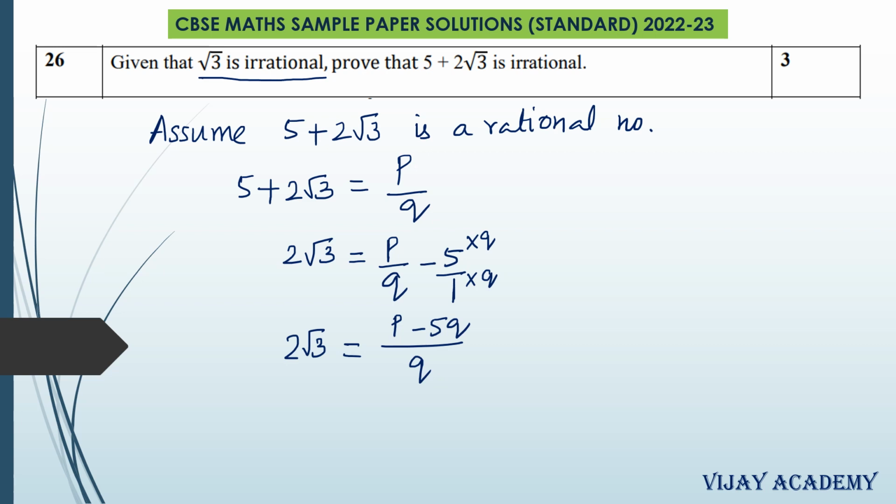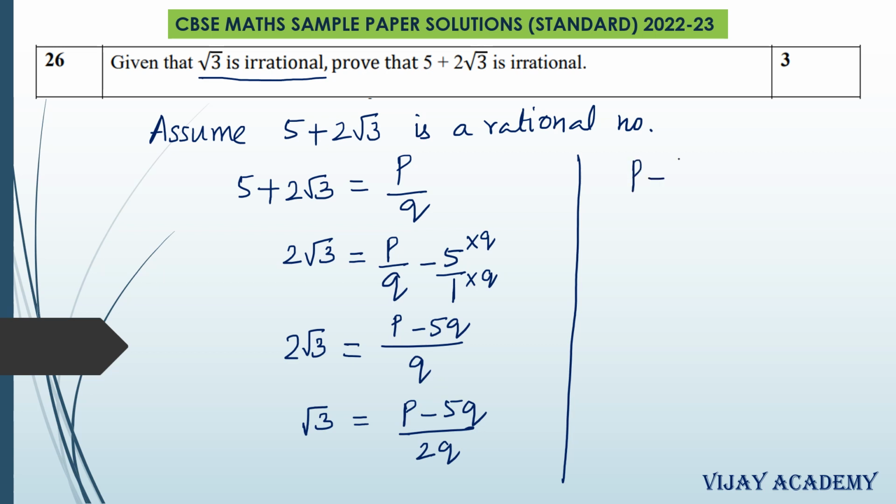And transpose 2 also to isolate root 3. So finally we get root 3 equals p minus 5q divided by 2q. So 2 is in multiplication; when it is transposed to RHS, it goes to the denominator. Now we got an equation that root 3 equals p minus 5q divided by 2q. Look at the RHS. In the RHS we have p, q, 5 and 2, which are integers. So RHS will be a rational number, but root 3 is an irrational number. This is not possible.